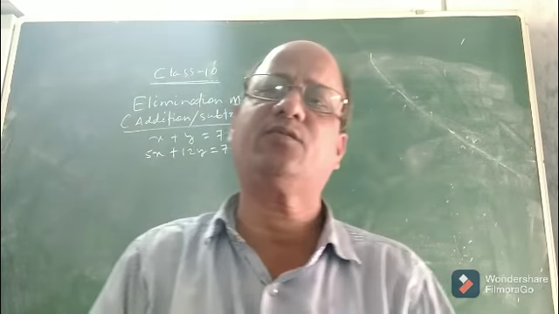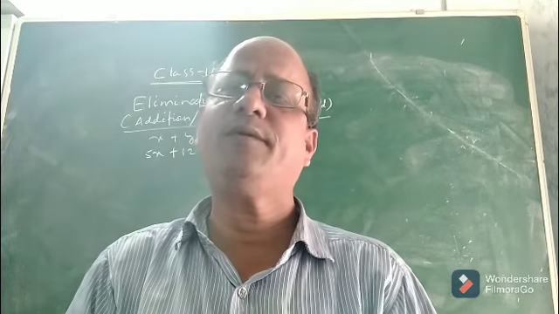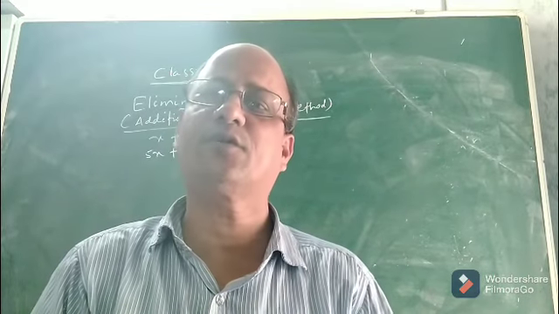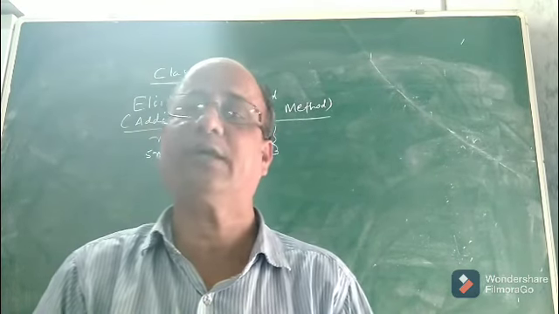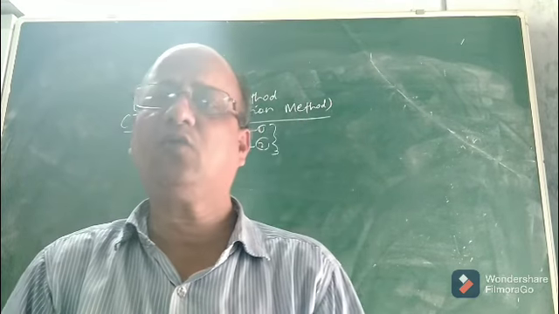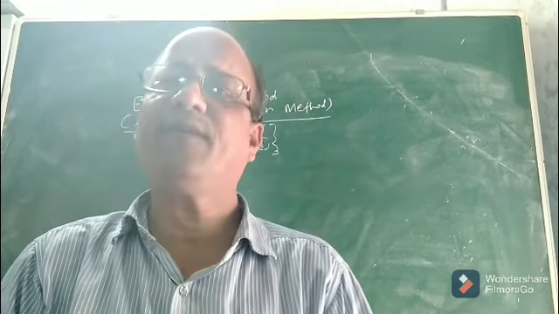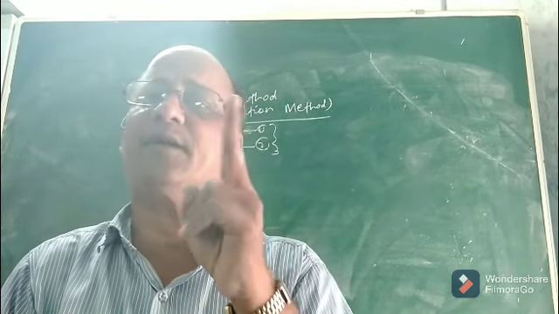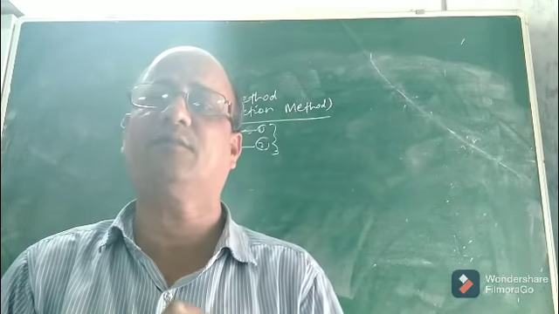Children, in the previous class we discussed how to solve a pair of linear equations in two variables by the substitution method, elimination by substitution. Today let us discuss how to solve a pair of linear equations in two variables, meaning a system. If you are given a pair of two equations, it is a system.